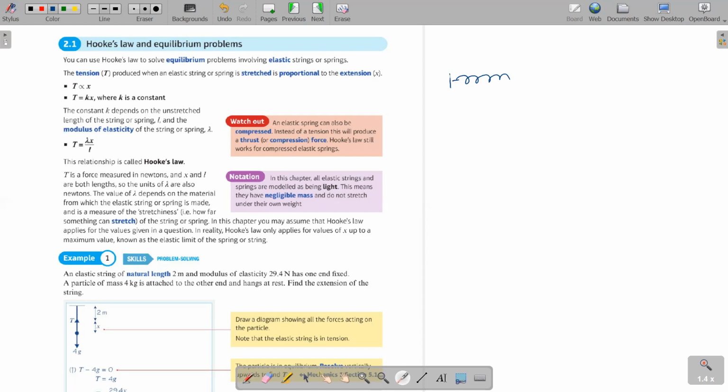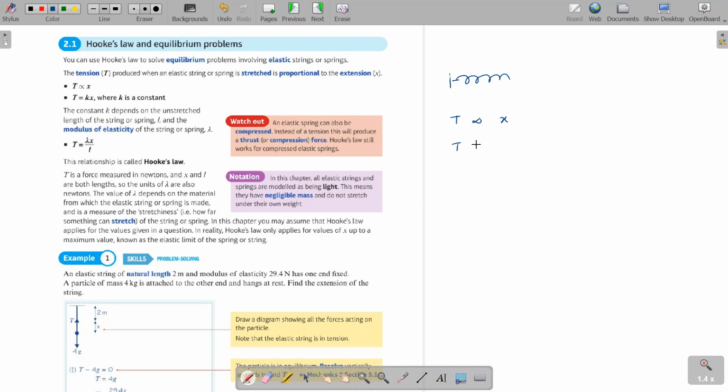What does that mean? The tension produced is proportional to the extension. It means the more you pull, the more tension you create, isn't it? When you take an elastic spring, the more you stretch, the higher the tension you can feel, right? That's why tension is proportional to the extension. Extension is the amount that you stretch.